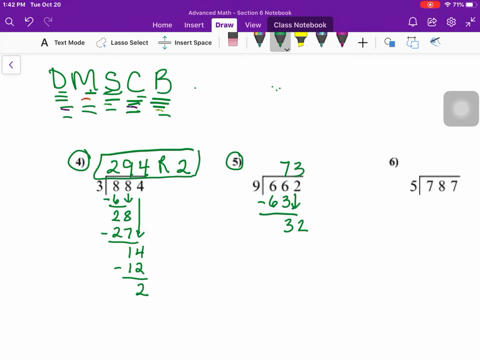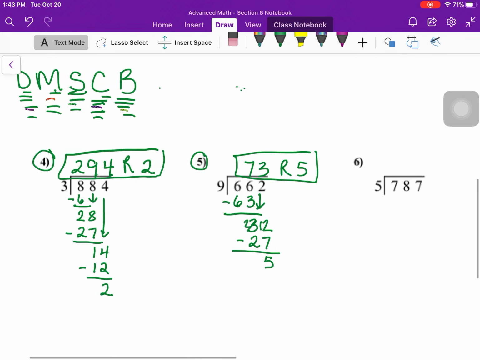We multiply 3 times 9 and get 27. We subtract, and we end up with 5. We check to make sure that 5 is smaller than 9. We bring down, but there's nothing else to bring down. So our remainder is 5. So 73 remainder 5. And the last problem that we have, we decide 5 goes into 7.